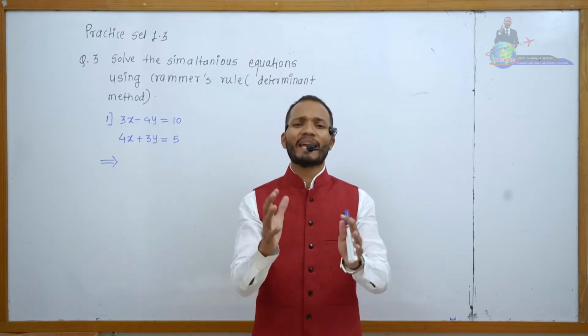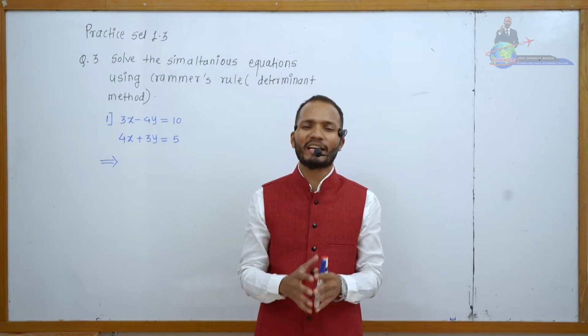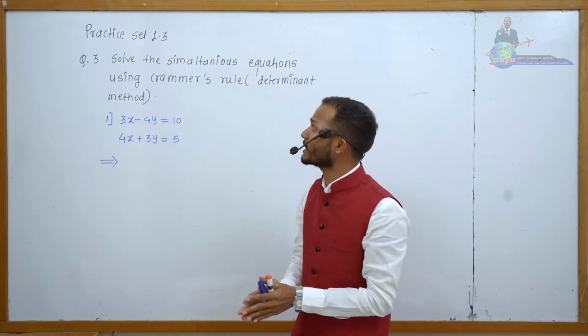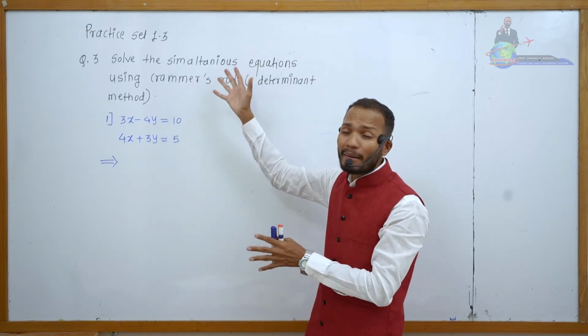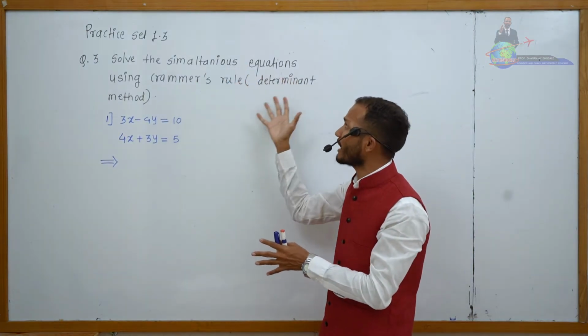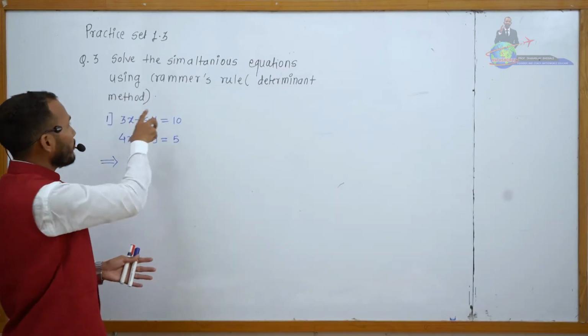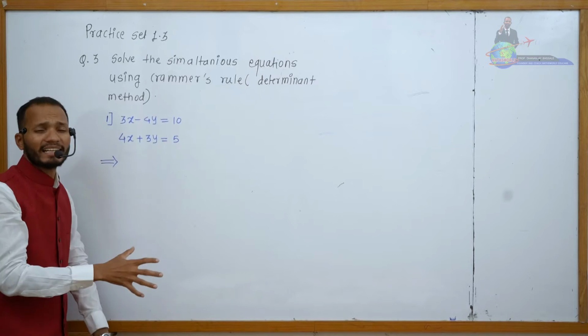Hello student, we learn the chapter Linear Equations in Two Variables. It contains our practice set 1.3. त्यामध्ये स्टुडंट आपला क्वेश्चन आहे तो म्हणजे solve the simultaneous equations using Cramer's rule. Student, with the help of Cramer's rule we have to solve the simultaneous equations.